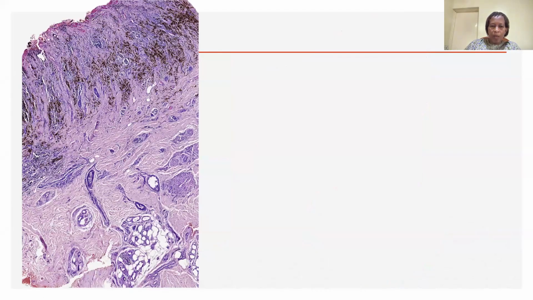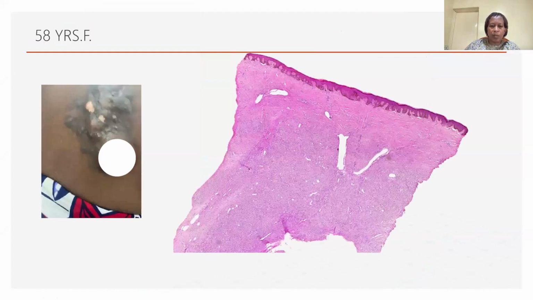At the higher magnification, you still see some melanophages all over the epidermis, but also in the dermis. I couldn't share more pictures, but this is really classical acral lentiginous melanoma.